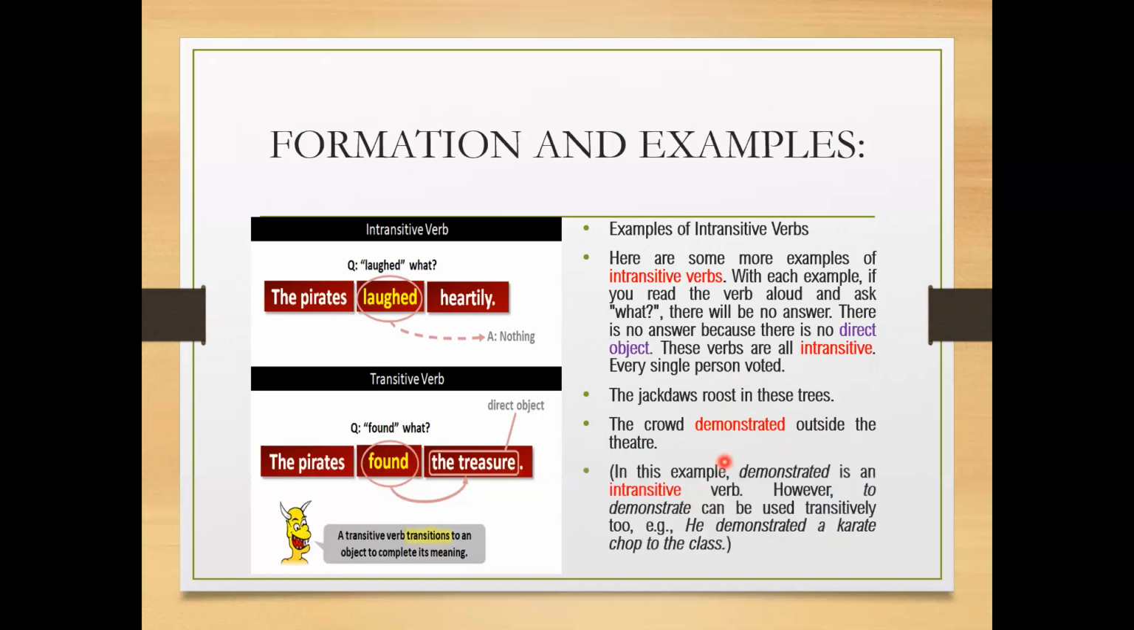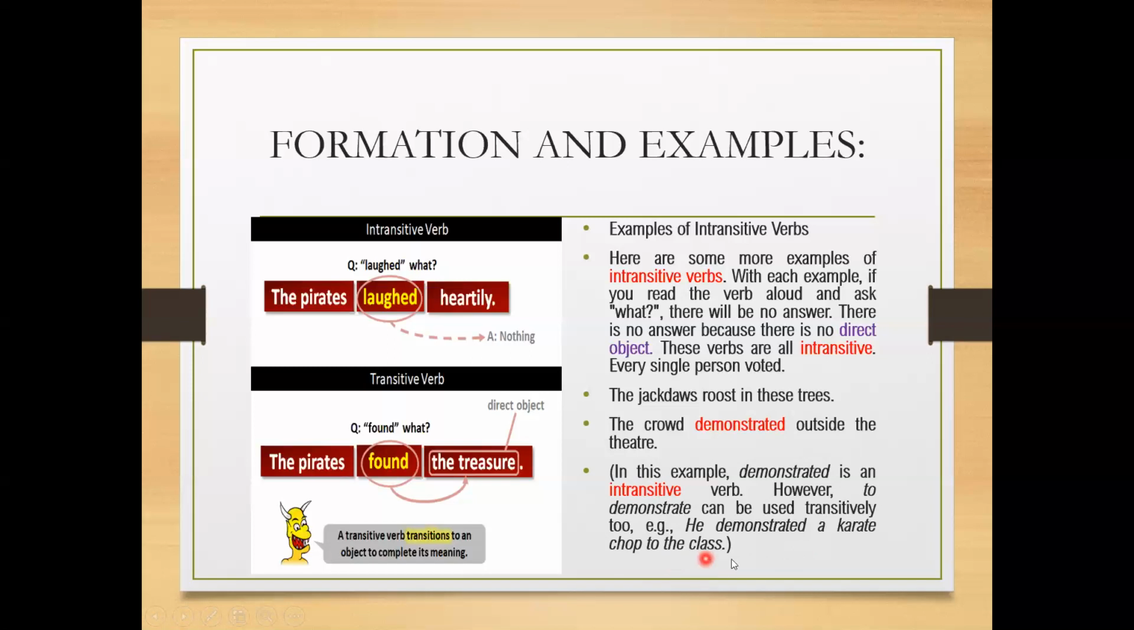So these three, voted, roost, demonstrated, are all intransitive verbs. In this example, demonstrate is an intransitive verb. However, to demonstrate can be used transitively too, like: he demonstrated a karate chop to the class. So demonstrated is working here as a transitive verb. You can change it into the passive easily: a karate chop was demonstrated by him.